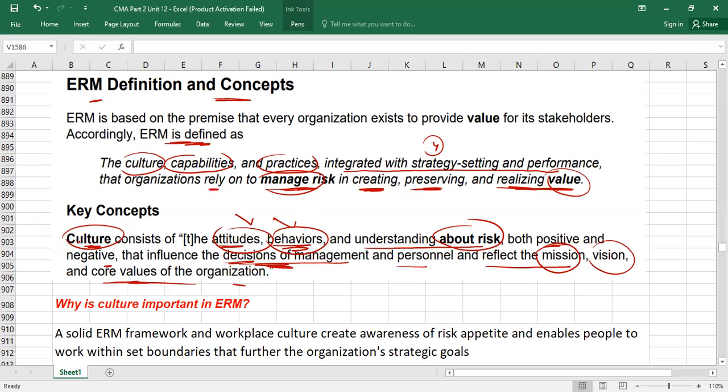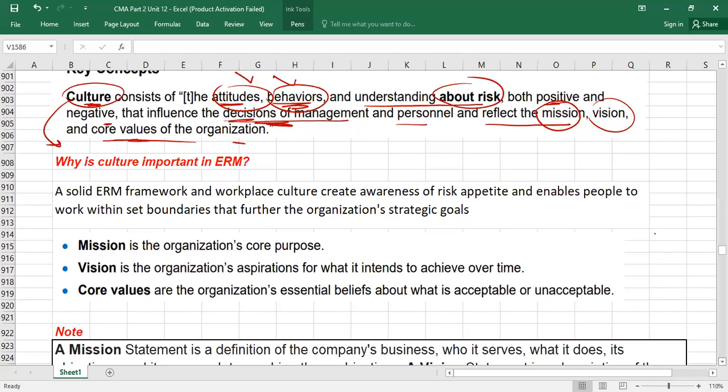So here we are explaining culture in more detail, and then we'll go through all these keywords. Why is organization culture important? Why is the tone at the top of the organization important for the people? People's understanding about risk, and their behaviors and attitudes towards risk, are important because we simply want to achieve our objectives. If you have a solid enterprise risk management framework, a solid ERM framework and workplace culture create awareness of risk appetite.